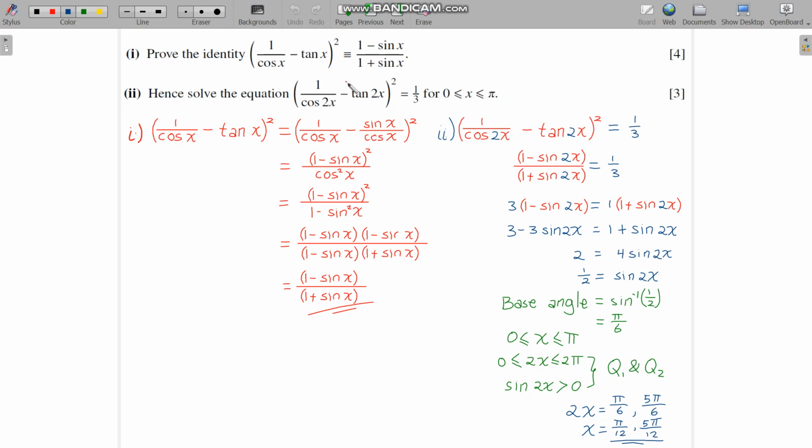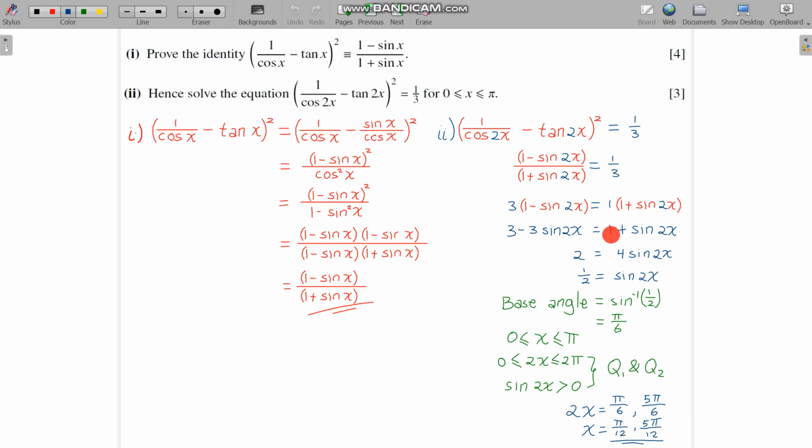Part 2. This is exactly the same as the left hand side, but be careful with the angle. This is x, this is 2x, so it's 2x, not x. So the left hand side is the same as the right hand side, but we use 2x. Of course, we can cross multiply, 3 times this, 1 times this. We can expand, move everything with sine 2x to the right. We have 1 plus 3, which is 4.